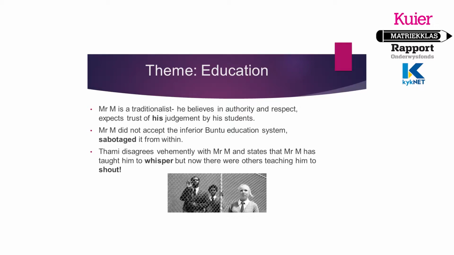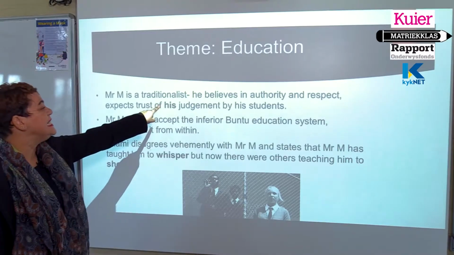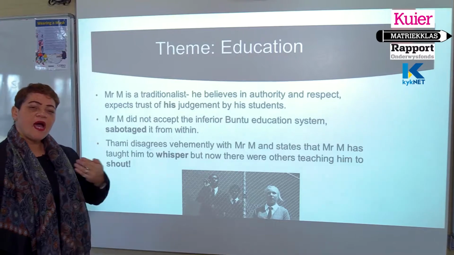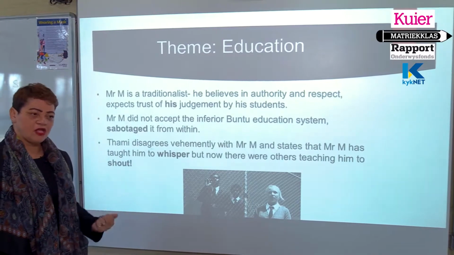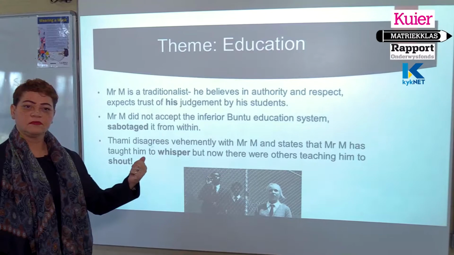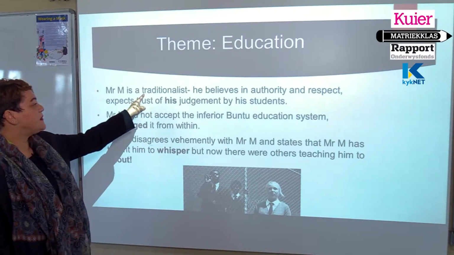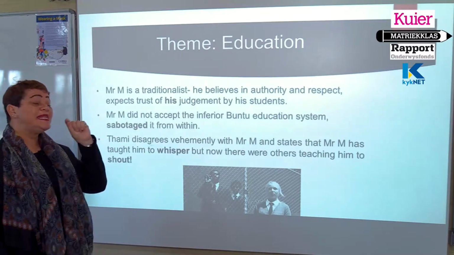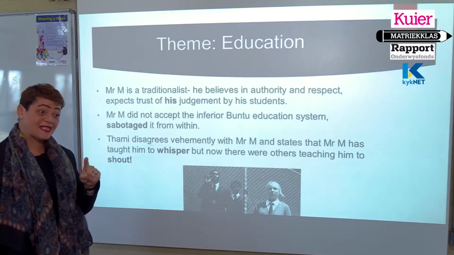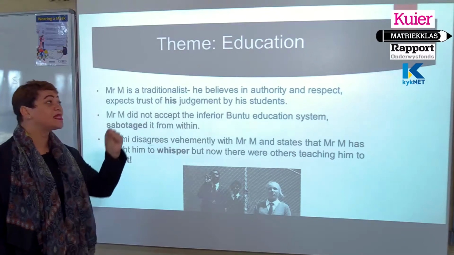So, the first one, education. Now, Mr. M is a traditionalist. What is a traditionalist? What does that mean? Mr. M believes that if he says, do this, his learners must do what he says. I've highlighted his judgment because he feels, I am the alpha male, I will tell you, you will do. And education, there it links with his tradition and his culture, because he doesn't do that with Isabel. He does that with the black learners. He does that with Thami.